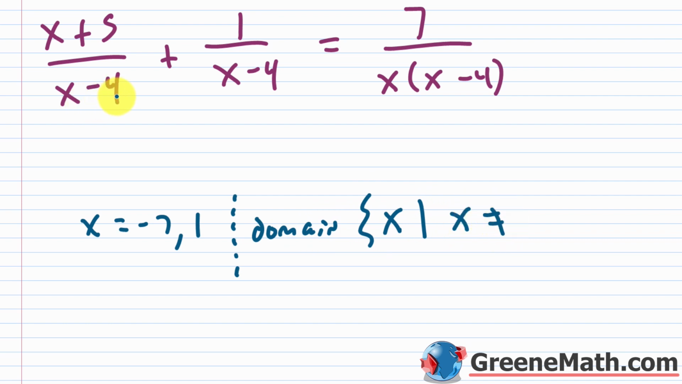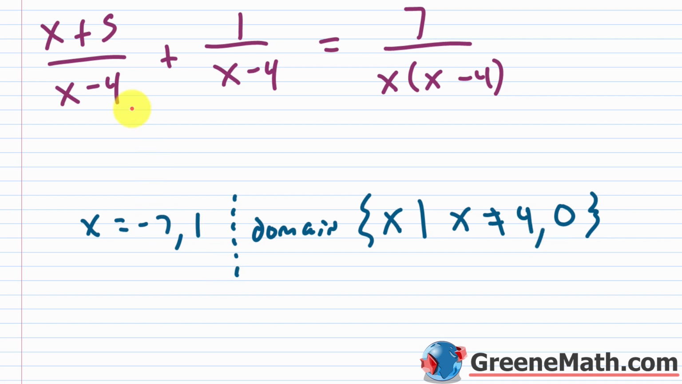If you set x minus 4 equal to 0 and solve that, you would get an x value that's equal to 4. And then also you would set x equal to 0, so that would just be 0. So it's the set of all x such that x is not equal to 4, and then also it can't be equal to 0. Now here you have negative 7 and 1, so we're not violating the domain. Now to completely check your answer and make sure you didn't make some silly mistake, you just plug in.